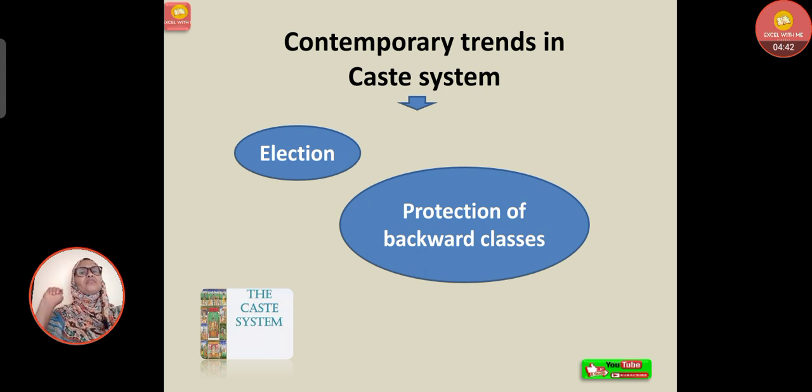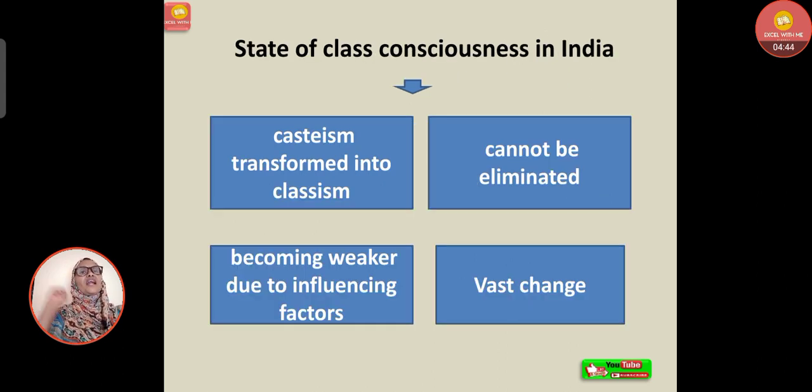Now, we have to understand the state of class consciousness in India. On one hand, caste is becoming weaker due to the influence of factors like industrialization, urbanization, technology enhancement, better transportation and means of communication, popularity of English education, political and social awakening, democratic government and laws abolishing untouchability and so on.